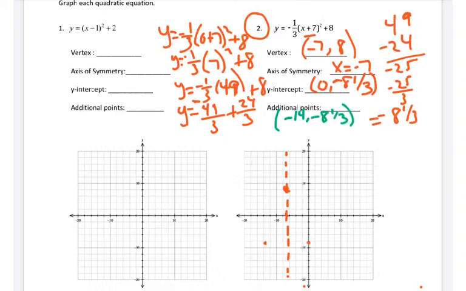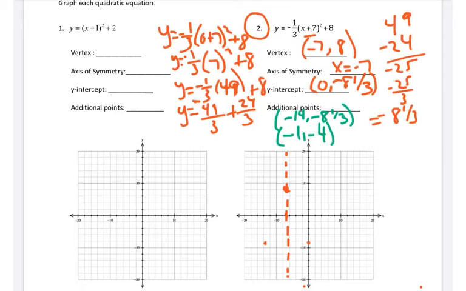There's 1. How can we find another one? How about negative 1? Let's substitute in negative 1. Y equals negative 1/3, parentheses, negative 1 plus 7 squared plus 8. What's negative 1 plus 7? 6. Yeah. So y equals negative 1/3, parentheses 6 squared plus 8. Square 6, we get 36. What's negative 1/3 of 36? Negative 12. So we get y equals negative 12 plus 8. Great. y equals negative 4. So another coordinate point on this graph is negative 1, negative 4.